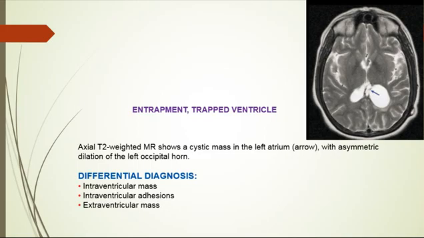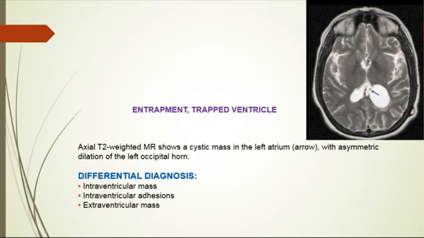Again, it has a differential diagnosis of intraventricular mass or adhesion, or extraventricular mass making compression on this part of the ventricle. You can see this can show a cystic mass in the left atrium with asymmetric dilatation of the left occipital horn, something that causes focal dilatation of the ventricle. It's isolated ventricular dilatation caused by blockage of CSF outflow, representing a focal form of obstructive hydrocephalus.